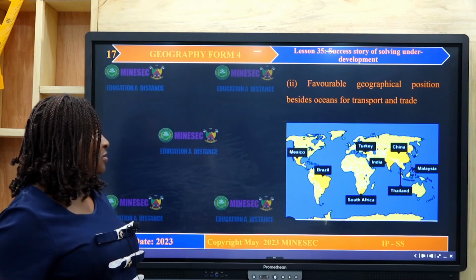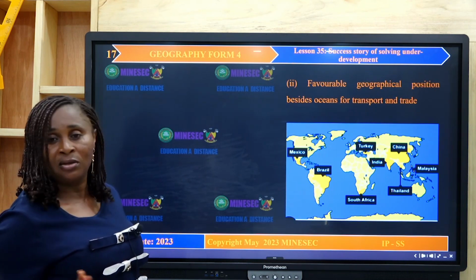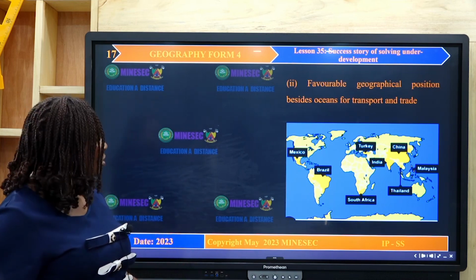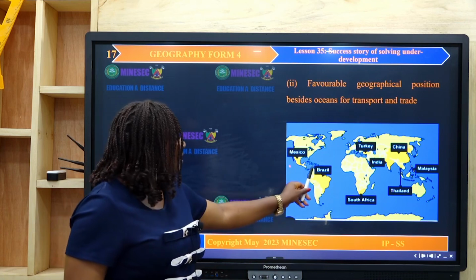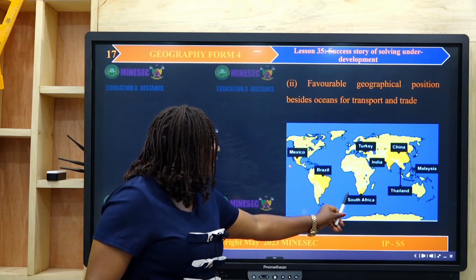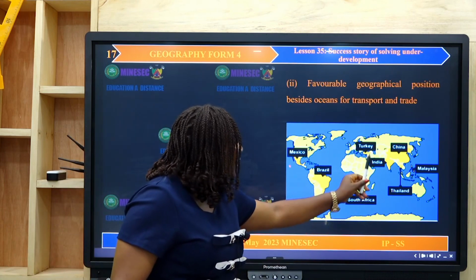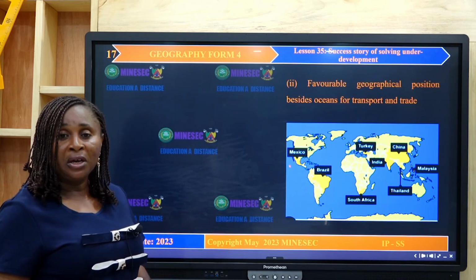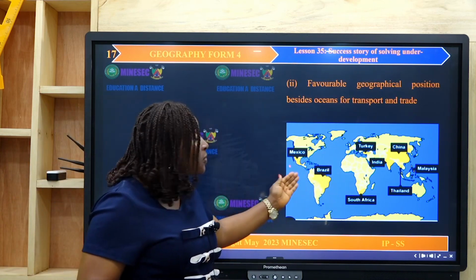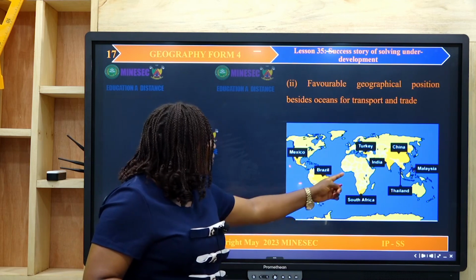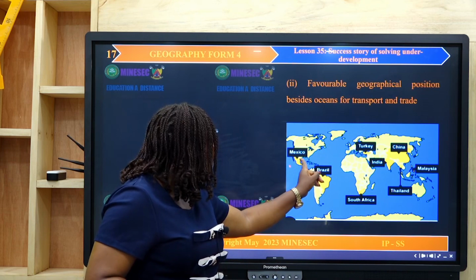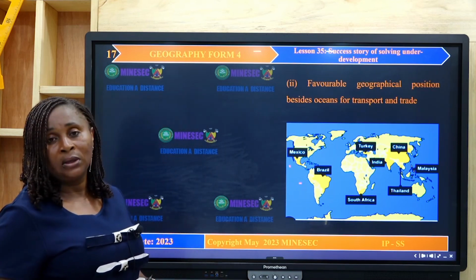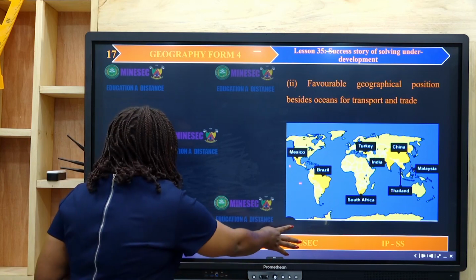Another reason is favorable geographical position beside the ocean, to transport raw materials into these countries and finished products to other parts of the world. Look at Mexico, it is closer to the ocean. Brazil is closer to the ocean. South Africa is having a water body. Thailand, India, Turkey. Their geographical position plays a vital role in their economic growth. Raw materials can come from different parts of the world, from Africa to Brazil, from Africa to China, from Brazil to Mexico, from Turkey to other parts of the world. And that has fostered growth in the economic sector.